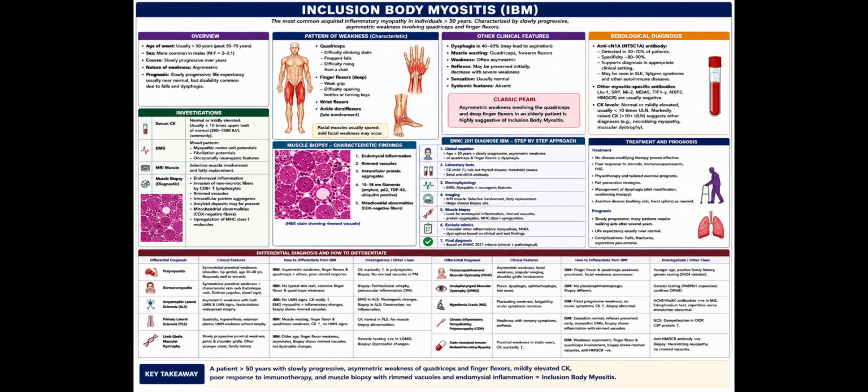Key features: usually affects individuals above 50 years of age, more common in males. Progression is typically slow, occurring over years. Weakness is often asymmetric, unlike many other myopathies.